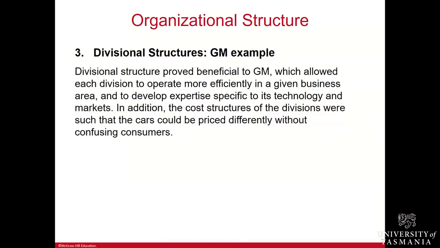And division structure proved beneficial to General Motors, which allowed each division to operate more efficiently in a given business area, and to develop expertise specific to its technology and markets. In addition, the cost structure of the divisions were such that the cars could be priced differently without confusing consumers.